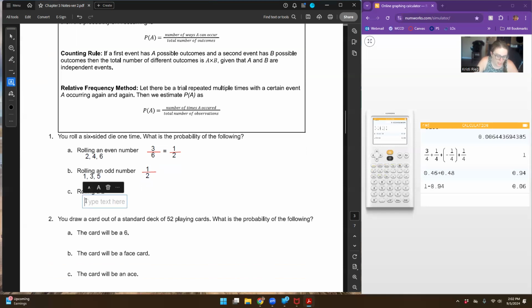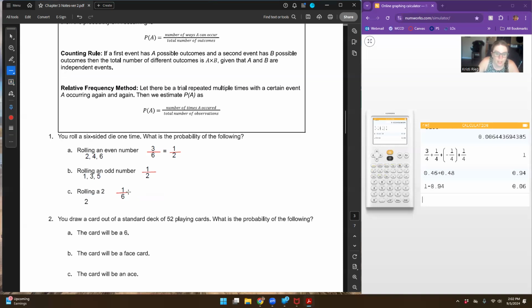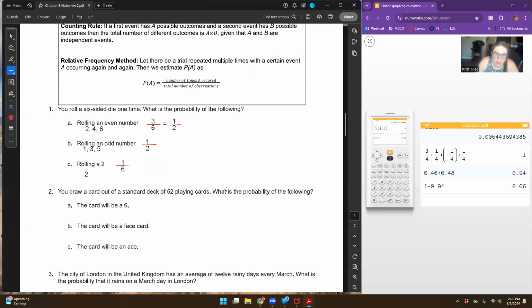Well, there's only one number that answers that, and that is 2. There's only one 2 on it. So 1 out of the 6 sides is a 2. And so we have 1/6 that can't be reduced, and that's our final answer. That's it. That's as fancy as we're getting with probability.